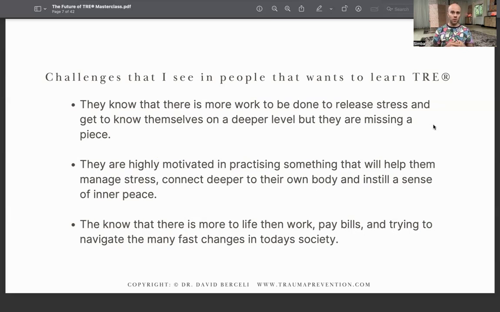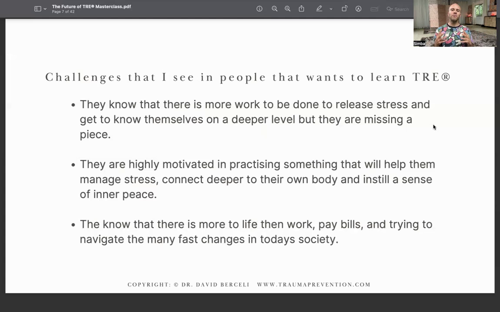Most people I work with are highly motivated and they're already practicing something, right? You don't have to be a professional in anything, but they usually have some kind of practice going on, or they're just starting their practices. And practices might be meditation, mindfulness, breathing exercises, the EFT tapping.